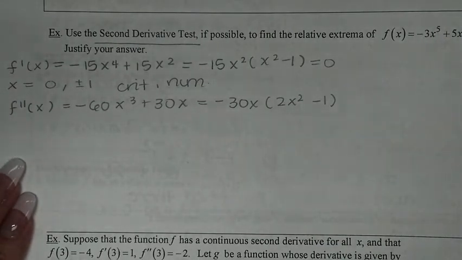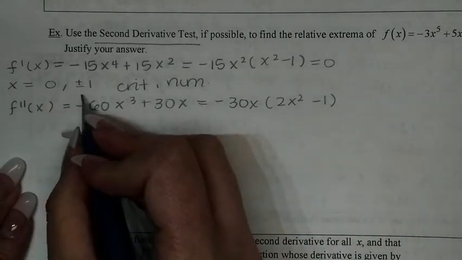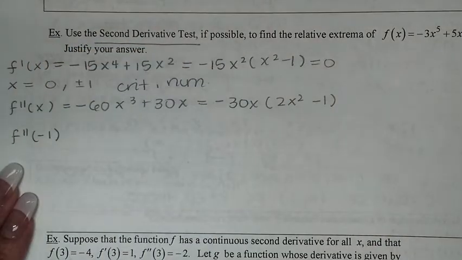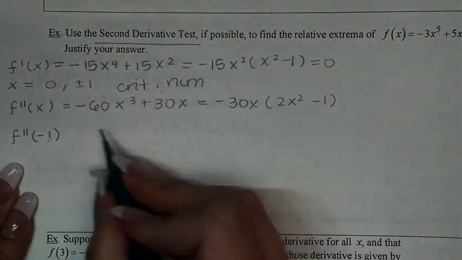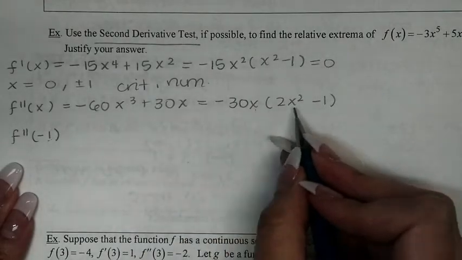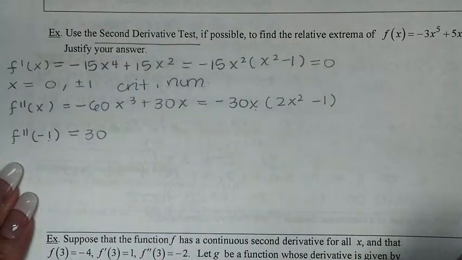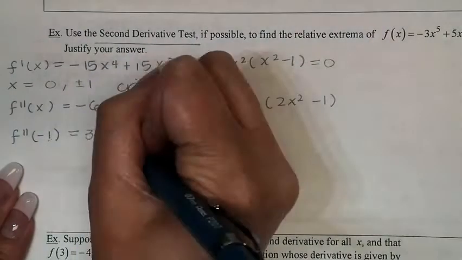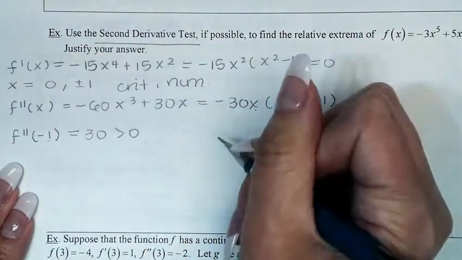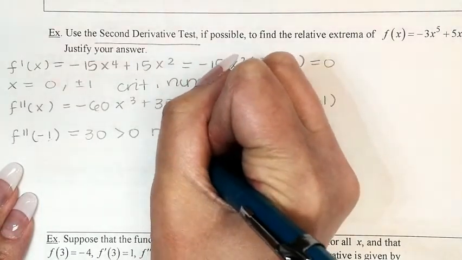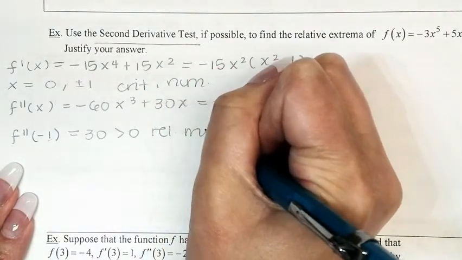So now let's do the second derivative test. To do the second derivative test, I need to take my critical numbers and evaluate the second derivative. The first one that I'm going to evaluate is f double prime of negative 1. When we plug negative 1 here, you have 30 times 1, that's going to be equal to 30. So this one is greater than 0, then by the second derivative test, you know that this is going to be a relative minimum there.